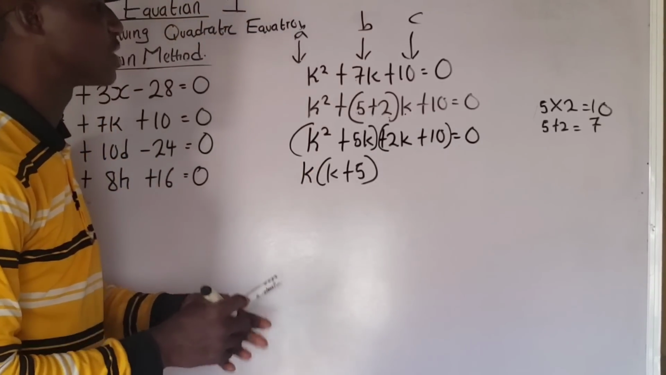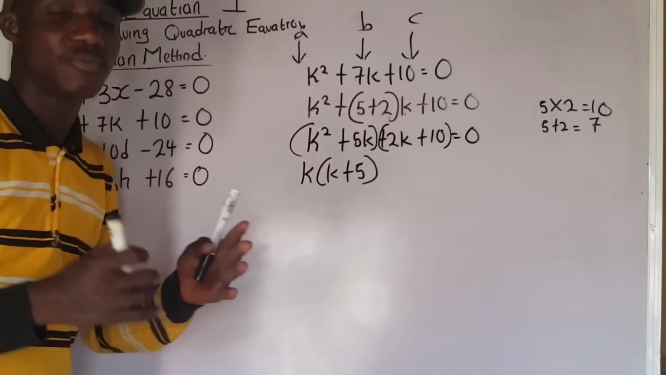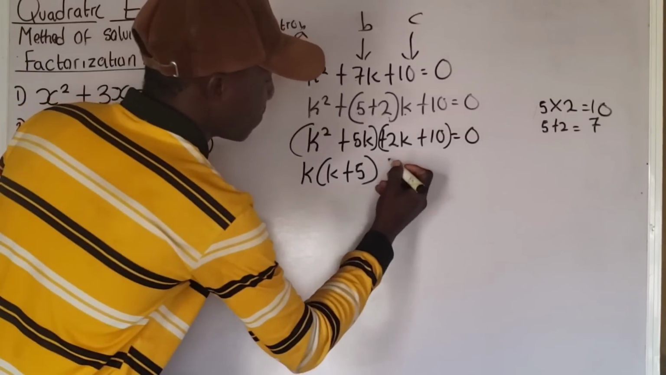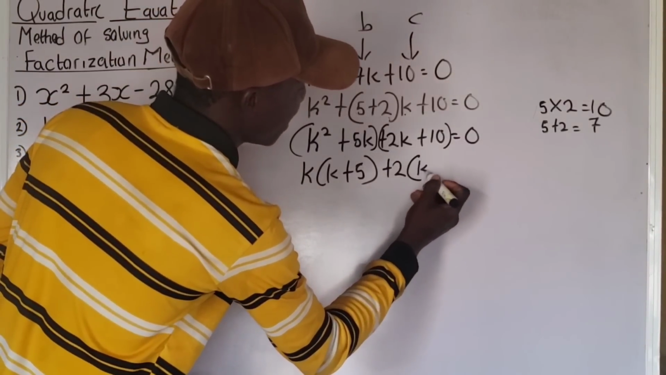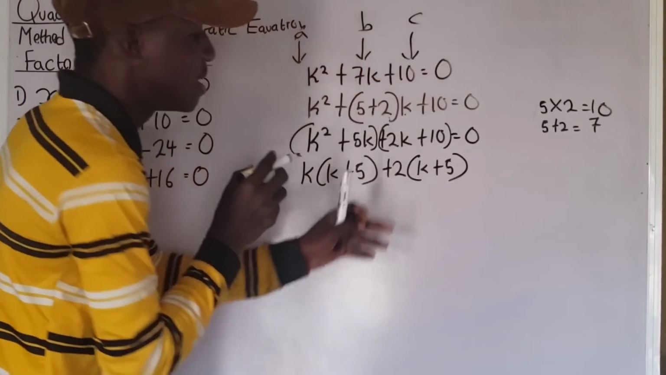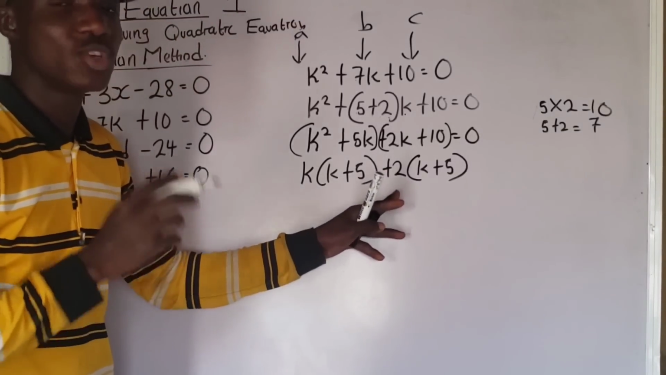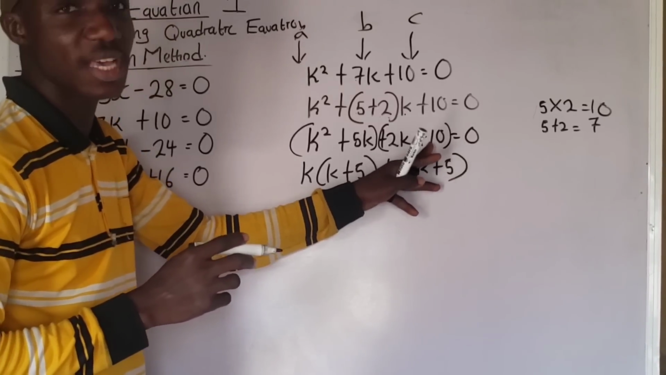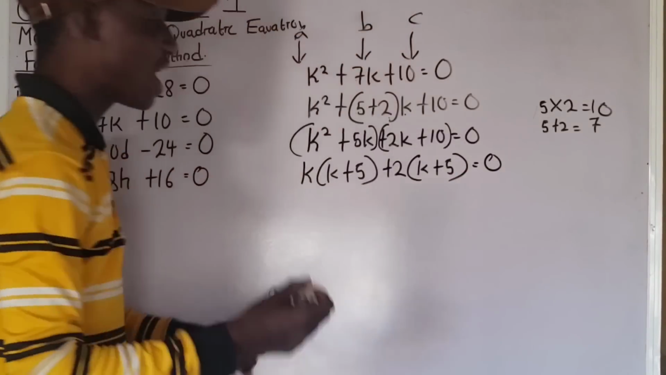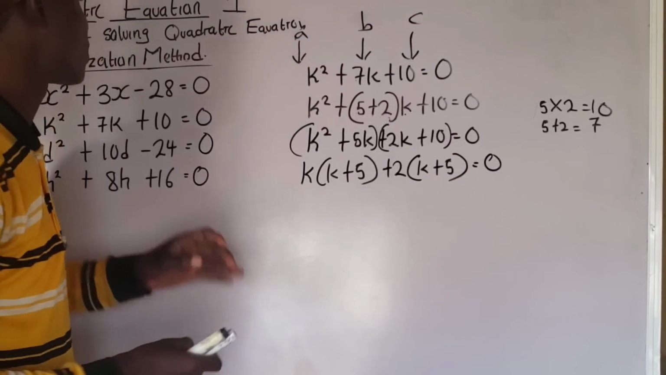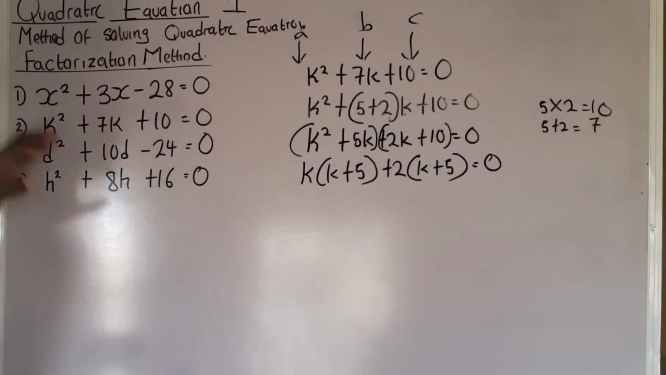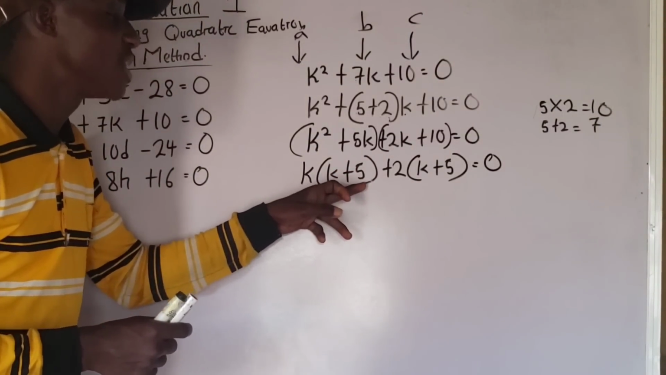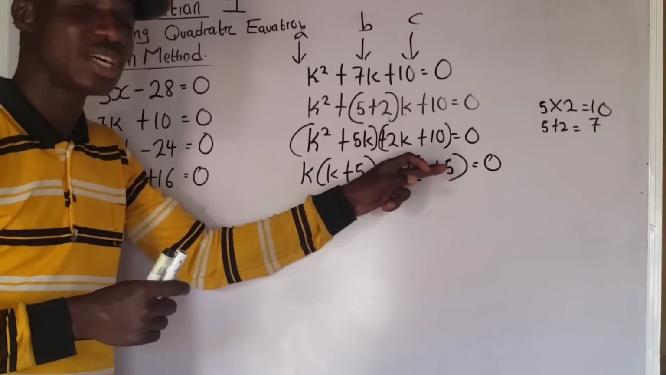Let's proceed to the second bracket, plus 2k and plus 10. What is the factor that is common to plus 2k and plus 10? Plus 2. So I'm going to have plus 2 into bracket k plus 5. Because when you open this bracket using this plus 2, you are going to have plus 2 times k, which is plus 2k, and plus 2 times plus 5, which is plus 10. This equals 0. Now, anytime you are dealing with a quadratic equation using the factorization method, the values that you have in the first bracket must be the same as the values that you have in the second bracket.